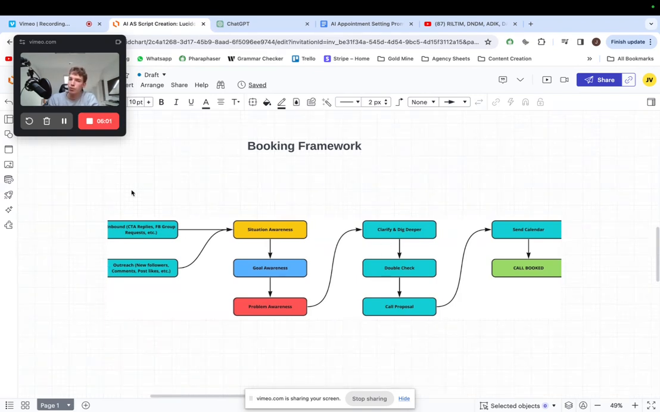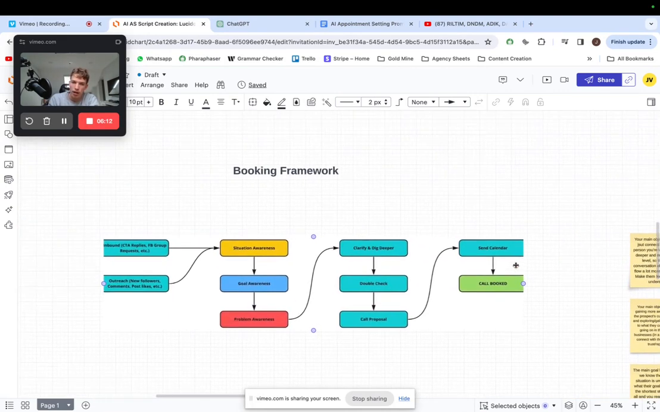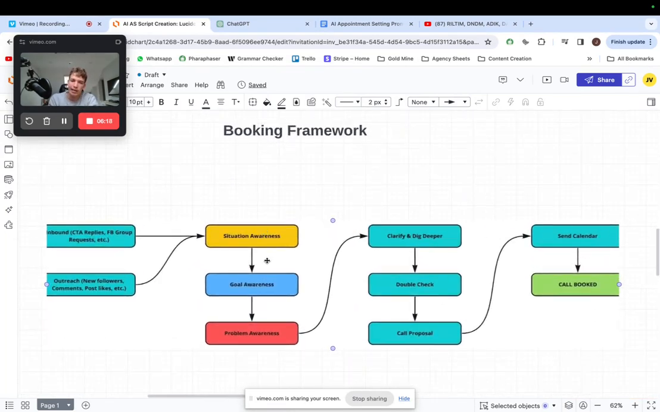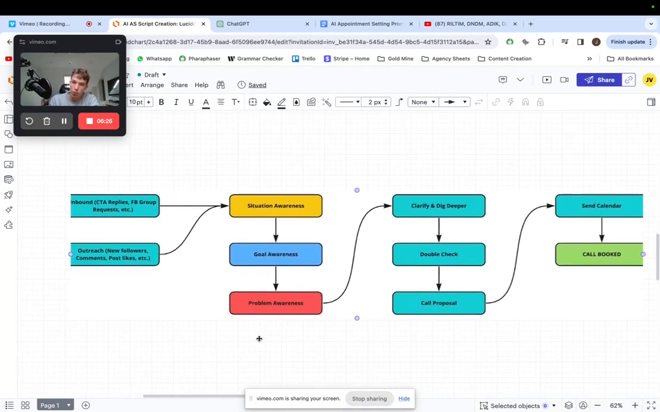It's just that the approach we take in those situations might be a bit different, but overall the picture goes the same. So we are going to go through situation awareness, which I'm going to explain later. Then we go into goal awareness, where we ask them or find out more about what their goal is, what they are desiring to achieve. In the problem awareness, we discover and identify the problem they have. Then we clarify and dig deeper, double check. Also, there is a stage called close the gap, where we find out exactly what's holding them back, and we close the gap.